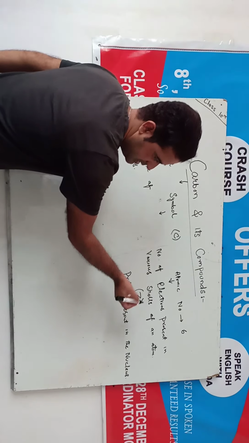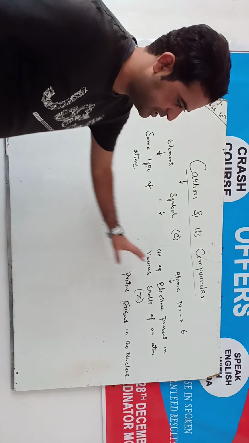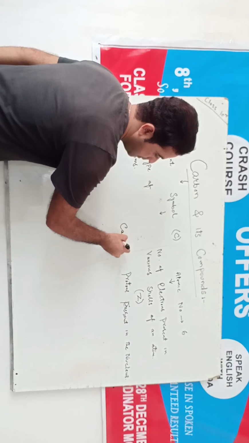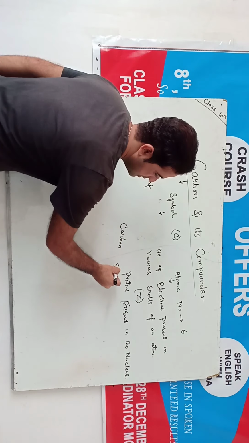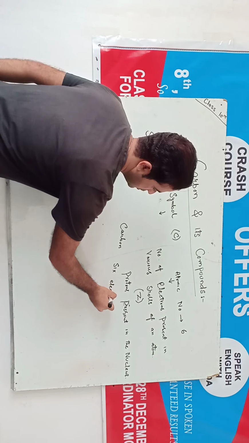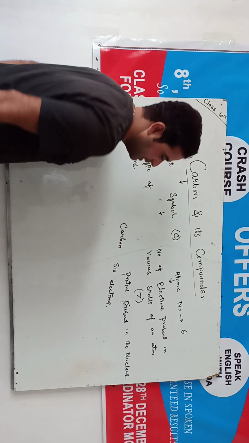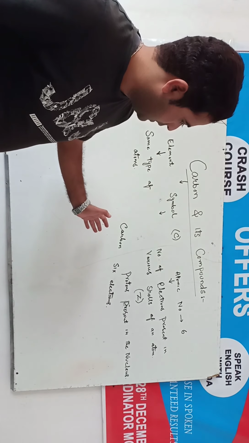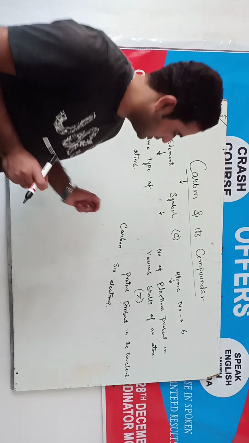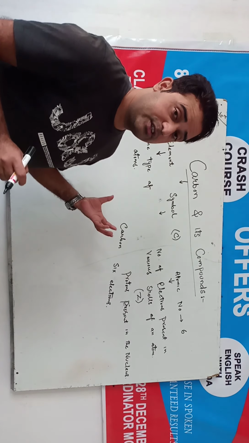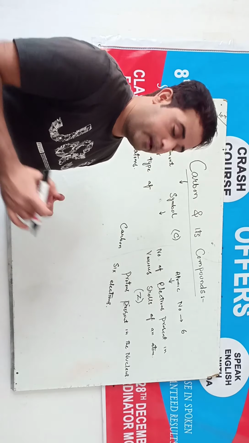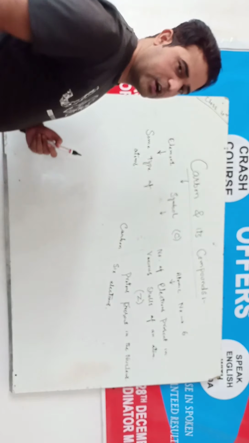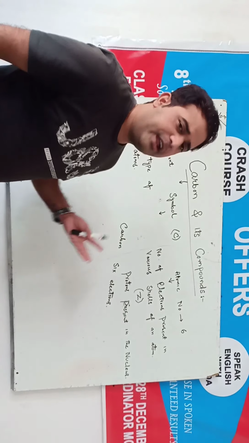What does this mean? As I have written here, the number of electrons present in various shells of an atom. That means carbon has 6 electrons present in its various shells. And how these 6 electrons are arranged in various shells, we will discuss further. Before that, we will discuss where carbon is present in nature and in what form.